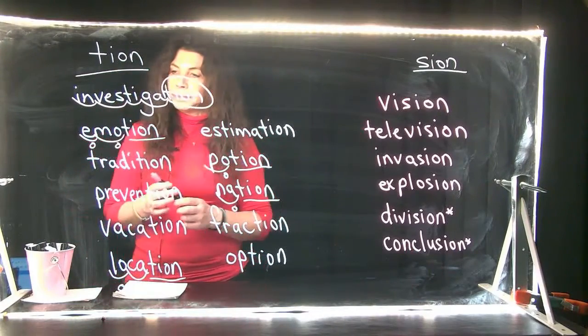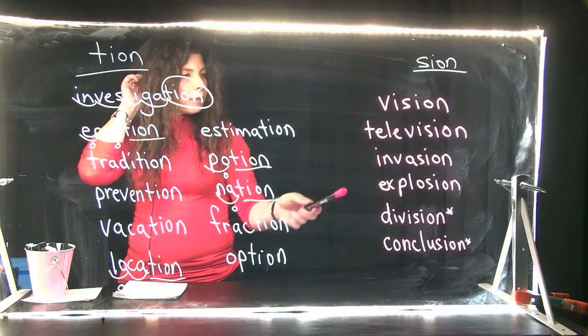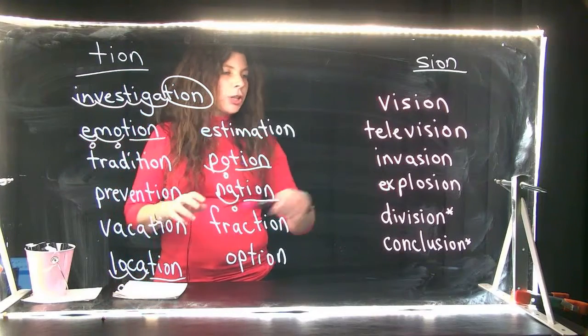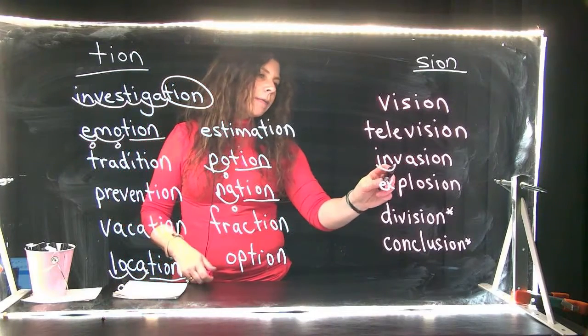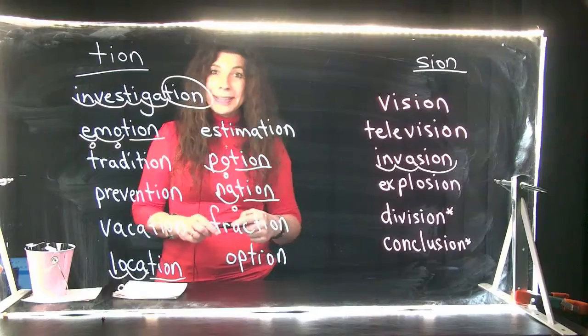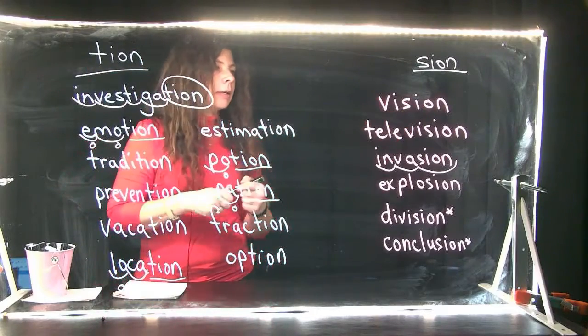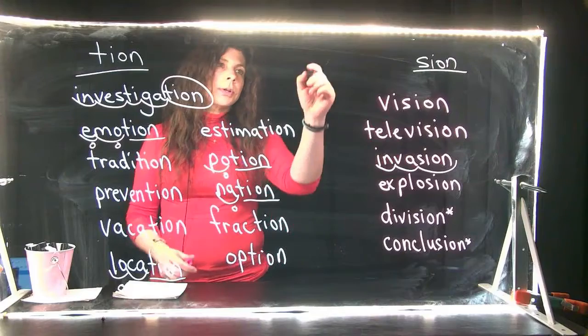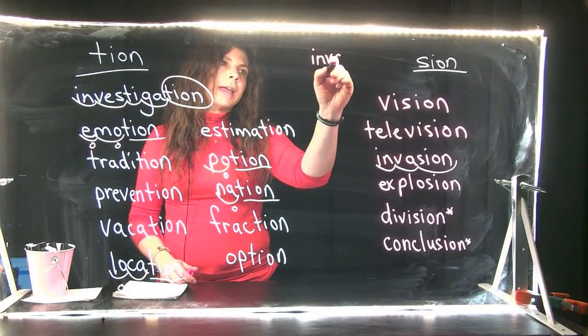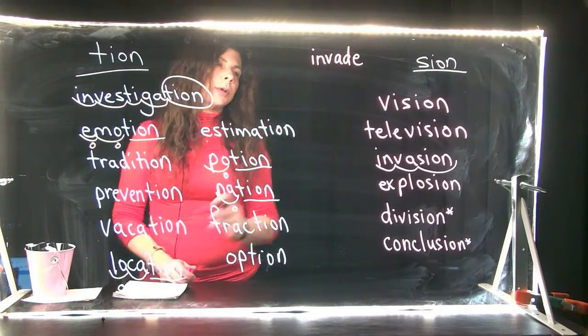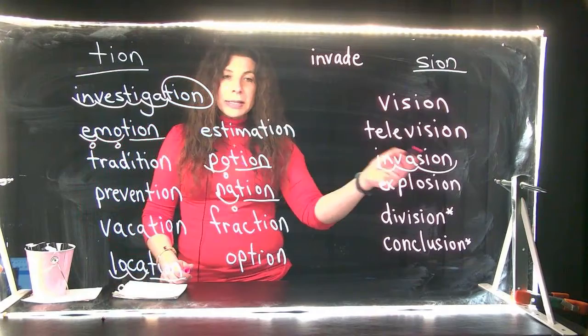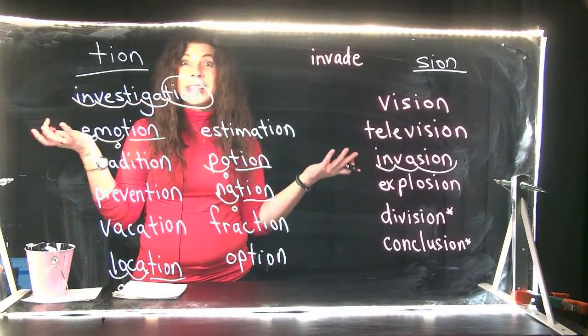Vision, television, invasion. Now that one kind of sounds like a jean, right? So if there's an invasion, you're invading someone's privacy. In third grade, a lot of these words, the base word is invade. Invade is to go into someone's place. So the SI one and the TI one are actually almost used as affixes.